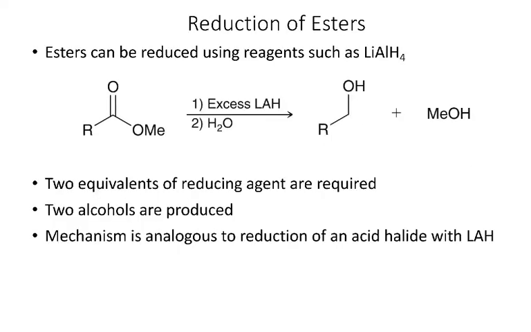We also saw reduction reactions when we were looking at the reactions of acid chlorides, and the process is very similar when we have esters. When we react it with lithium aluminum hydride, we get the primary alcohol. Two equivalents of the reducing agent are needed because it's two steps. First, we'll convert it into the aldehyde, then we'll convert it into the alcohol. The mechanism is exactly the same as the mechanism that we saw for the reduction of acid halides with lithium aluminum hydride.